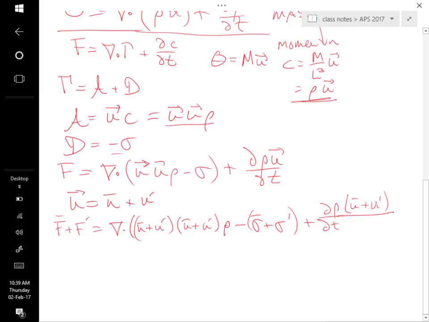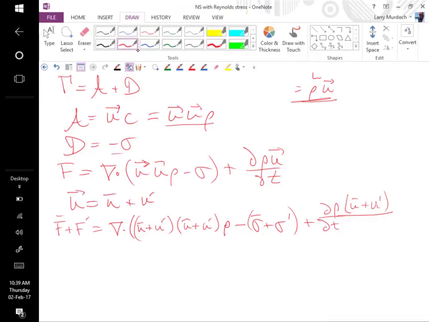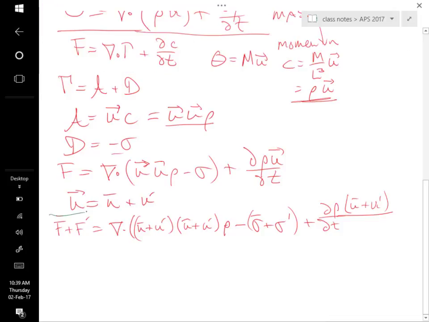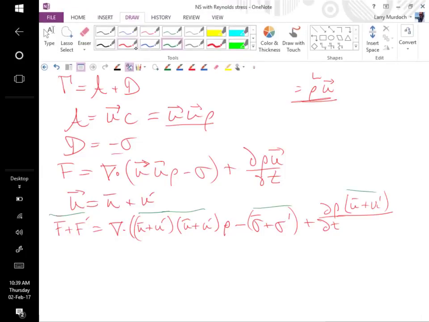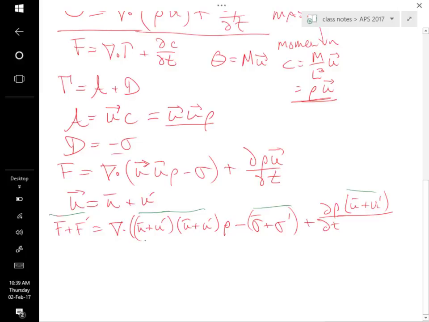Okay. Now we apply the average. So we're going to average that stuff. But before we do that, I want to multiply this term out. Okay? Well, I can deal with this left side.